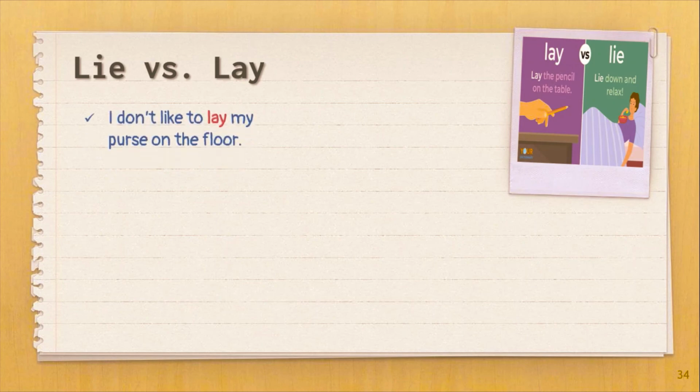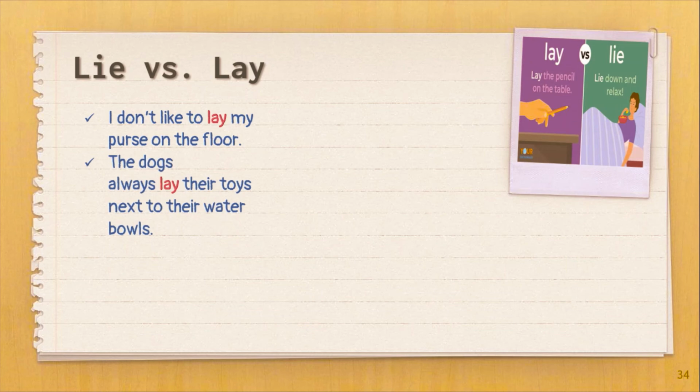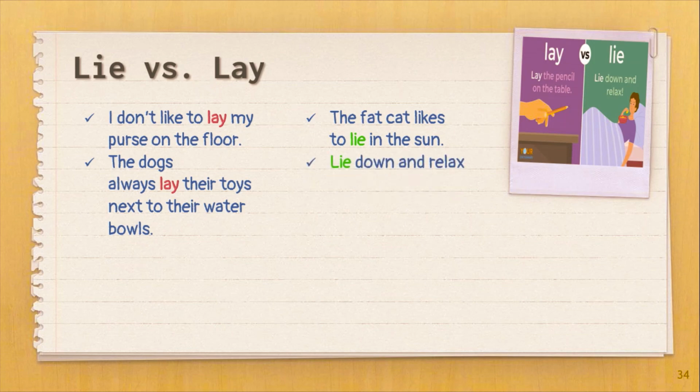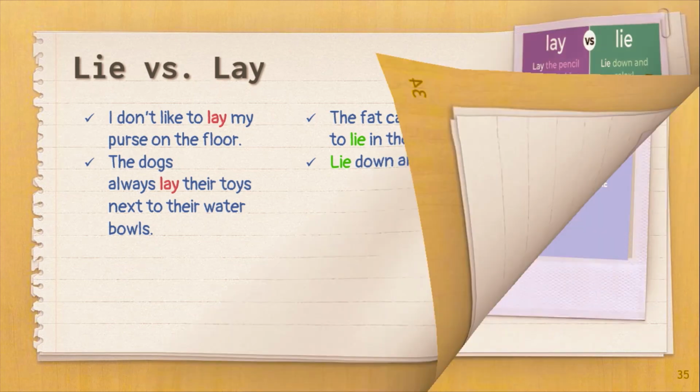Let's see, for example here, I don't like to lay my purse on the floor. The dogs always lay their toys next to their water bowls. Okay. We use lie. Okay. The fat cat likes to lie in the sun. Lie down and relax. So it is being used in the sentence differently.